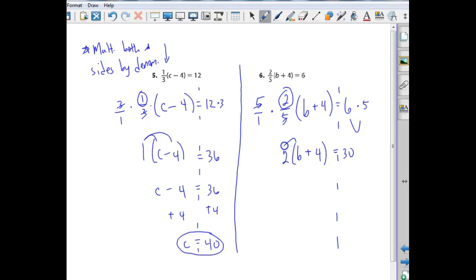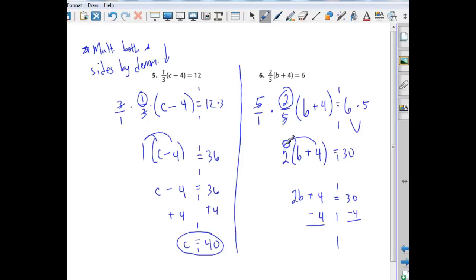Now we're going to distribute this 2 here. So it's a little different at this point. We have a little more work to do because we have 2b plus 4 is equal to 30. So now at this point, this is a two-step equation. So I'm going to just solve the two-step equation. Hopefully by now you know how to do that. You get rid of whatever is being added or subtracted first.